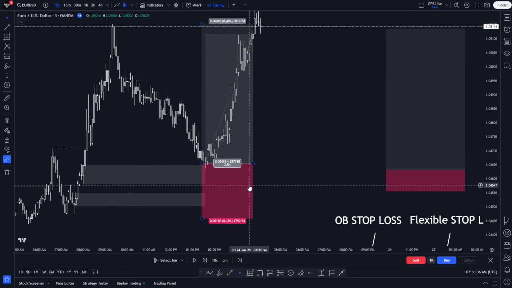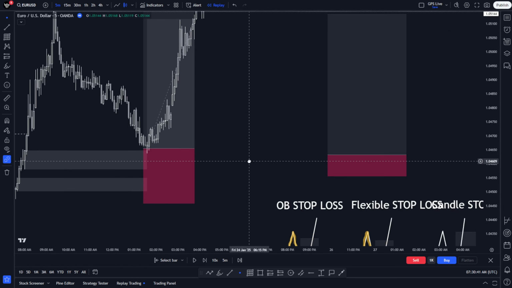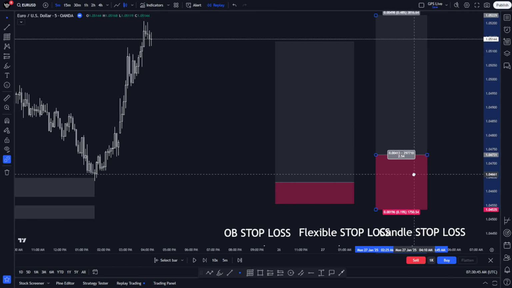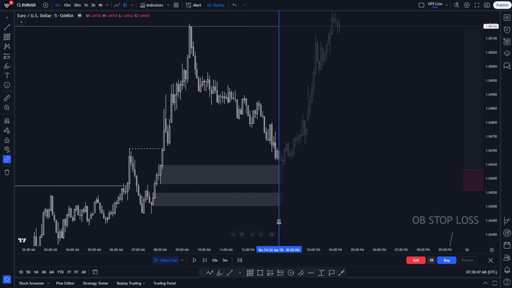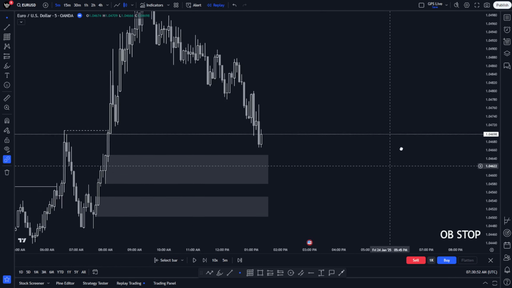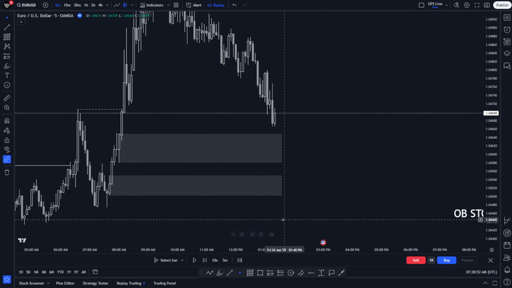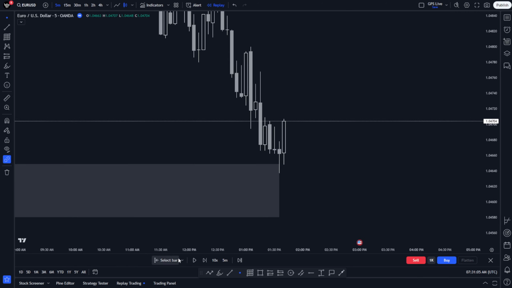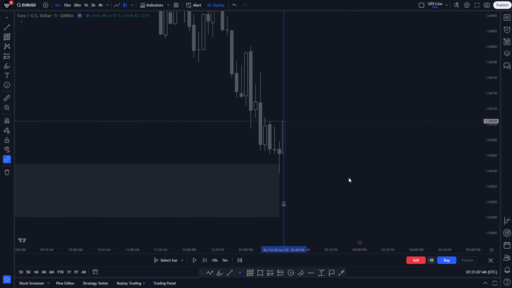Okay, so we got about 2.5 RR in this place for our flexible stop loss method. I'll just put this right here, and let's repeat the process with the candle stop loss method. I'll delete this order block. So let's see how to use this. So this might be a bit confusing. I have already made a video on how to use stop entries. You can check that out. And I'll explain this once again right here.